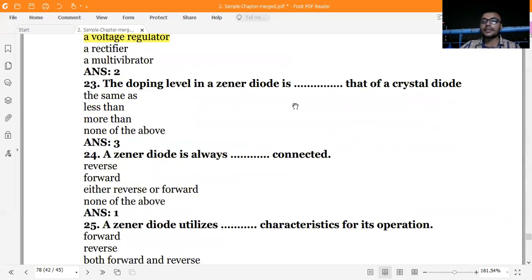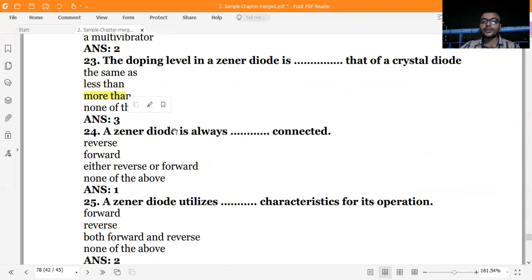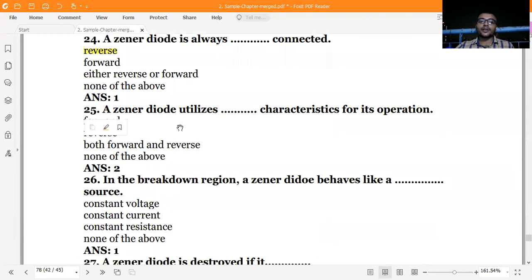The doping level in a Zener diode is more than that of the crystal diode. We'll see that the doping level of the Zener diode is more in case of the normal diode. The Zener diode is always reverse biased. If you look at the reverse biasing, the Zener diode utilizes the reverse characteristic for its operations.